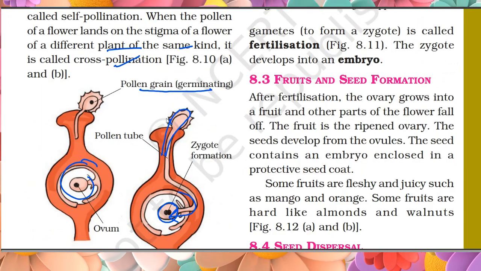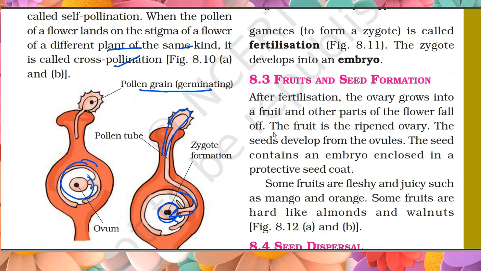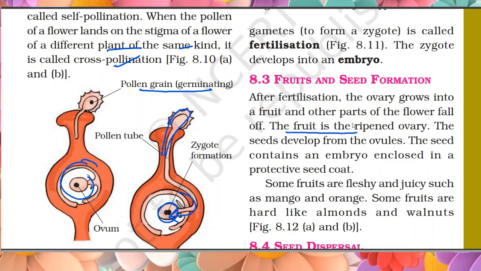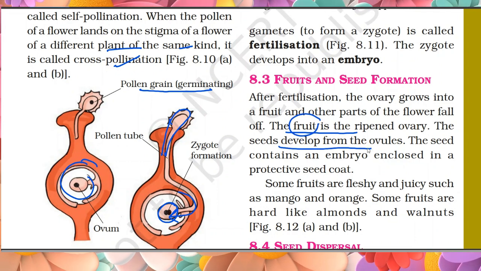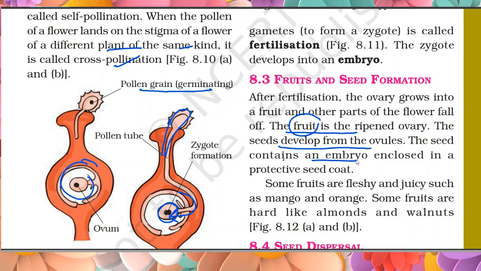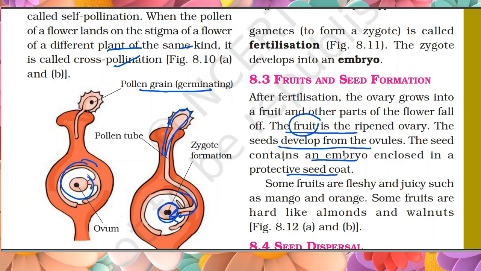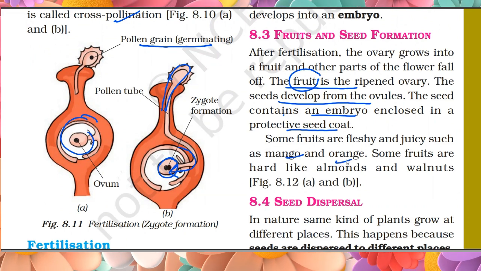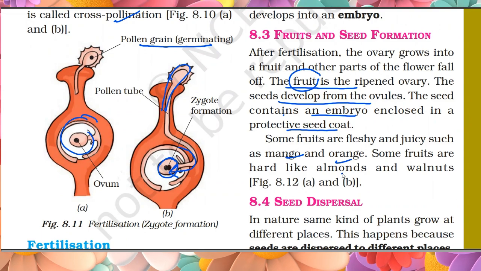After fertilization, the ovary grows into a fruit and the other parts of the flower fall off. You may have seen that the fruit is the ripened ovary, and the seeds develop from the ovules. The seed contains an embryo enclosed in a protective seed coat. Some fruits are fleshy and juicy, such as mango and orange. Some fruits are hard, like almonds, walnuts, etc.